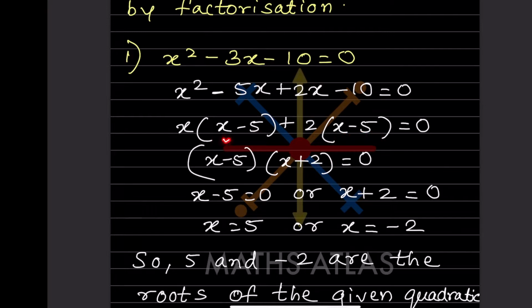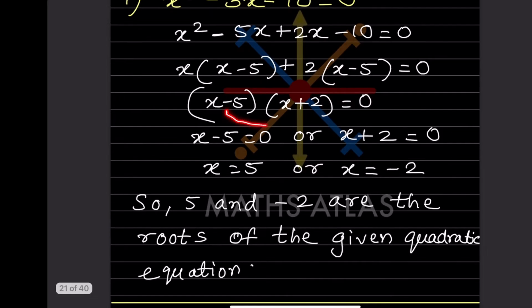Now what are you going to do? These both are the same, so you are just going to write it only once. And what is outside the bracket is x plus 2, so you are going to write that in the other bracket. This is equal to 0 as it is. So now this whole part is 0, or x plus 2, this whole part is 0. This is what I have written over here.